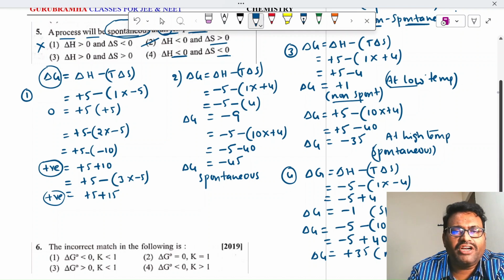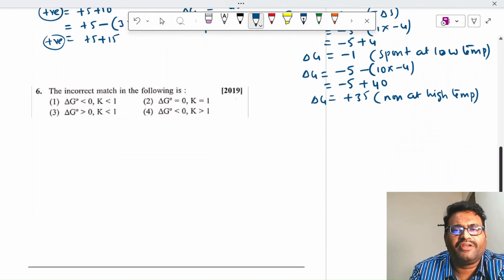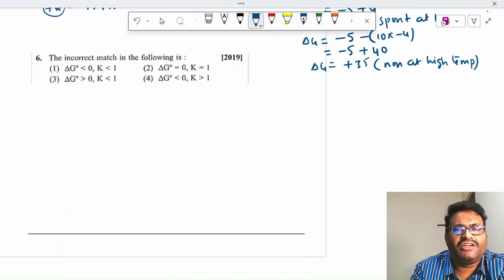So at all temperatures, the reaction is spontaneous for this second condition. So the second option will be the correct answer. Okay. Let us go with the next question, question number 6.